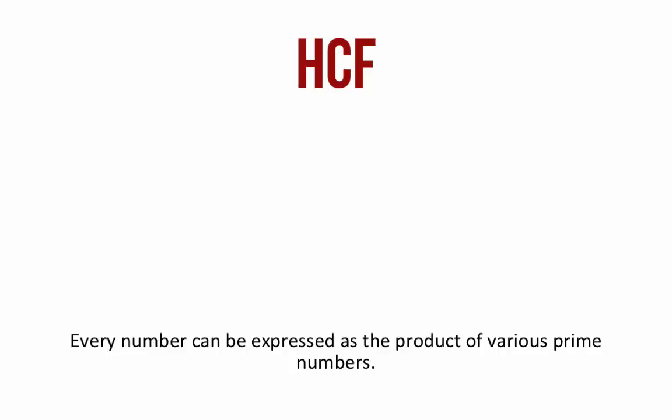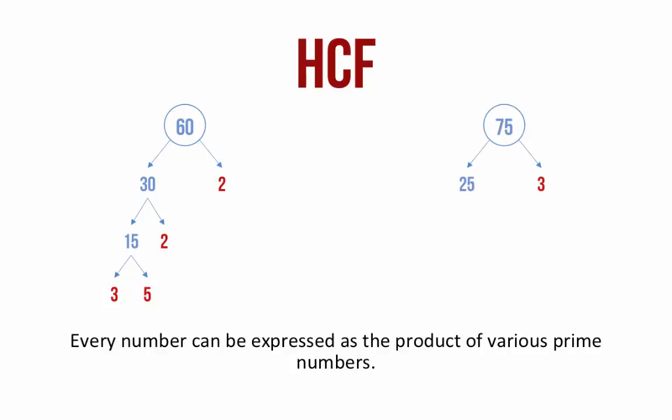Let's take 60 as an example. 60 can be written as a product of 30 and 2. 30 can be further broken down as 15 into 2, and 15 can be written as a product of 3 and 5. Now take 75. 75 can be written as a product of 25 and 3. 25 can be further broken down as 5 into 5. Therefore, the prime factors of 60 are 2, 2, 5 and 3. And for 75 are 3, 5 and 5.